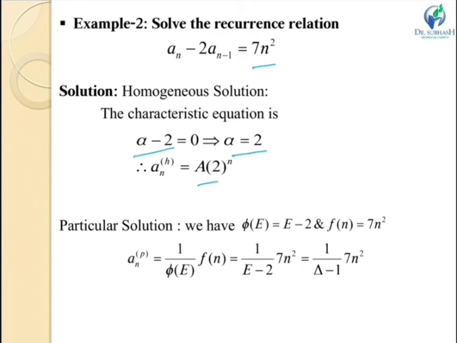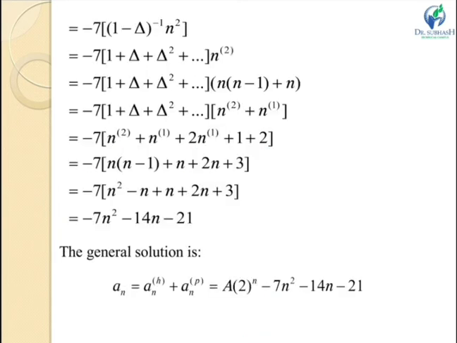Here phi of e equal to e minus 2 and the function is 7n square. I will put this value in the particular solution formula. I have substituted values over here. Now see, e minus 2 can be written as e minus 1 minus 1, and e minus 1 can be written as delta, and this minus 1 will be as it is.